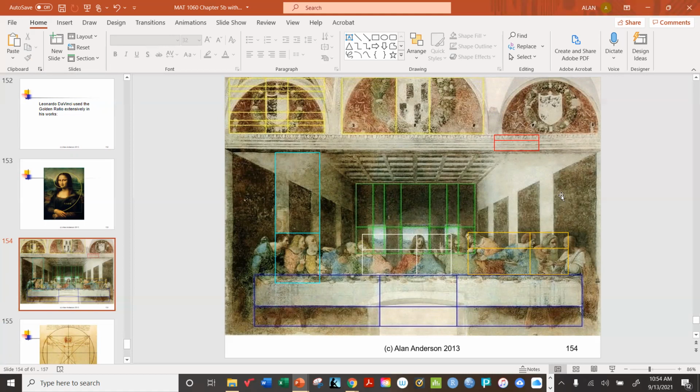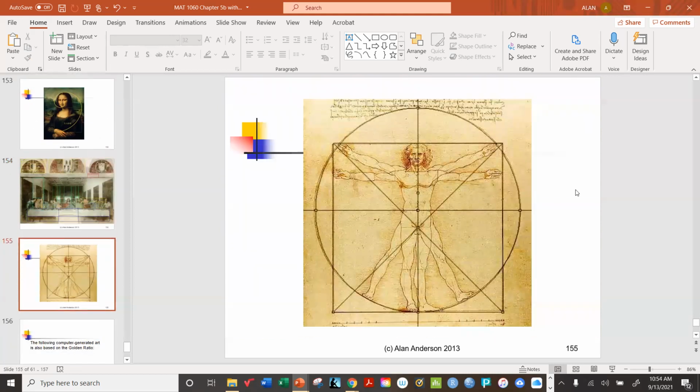But anyway, this is one of his most famous drawings, Vitruvian Man, where he's trying to show you how the ratio of his legs and his arms and his height all follow the golden ratio.